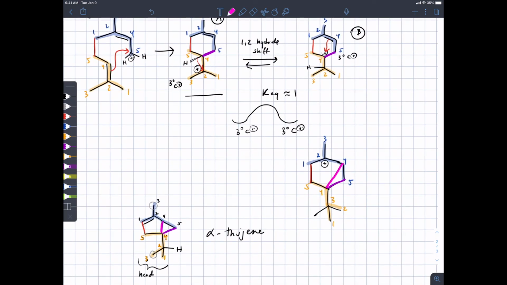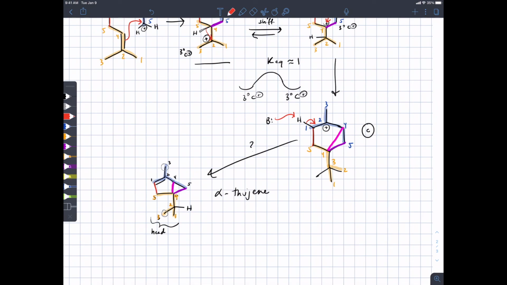Now, how do I get from the carbocation C to my alpha thujene product? Elimination from which carbon? Okay, beta carbon 1, sure, have a base, remove a proton to create the new pi bond. Okay, so with just an alphabet of 4 different reactions, we're able to develop really crazy, complicated structures.